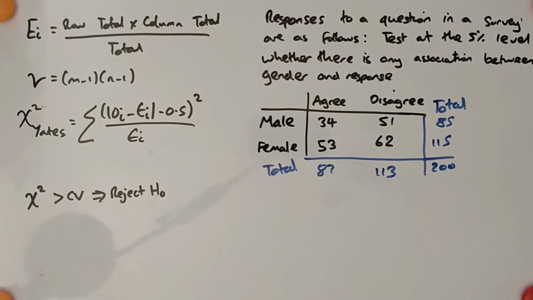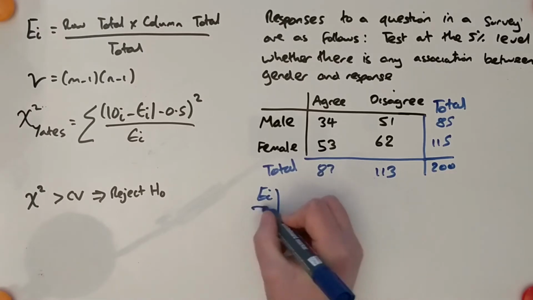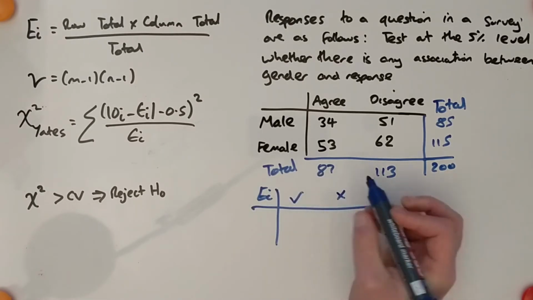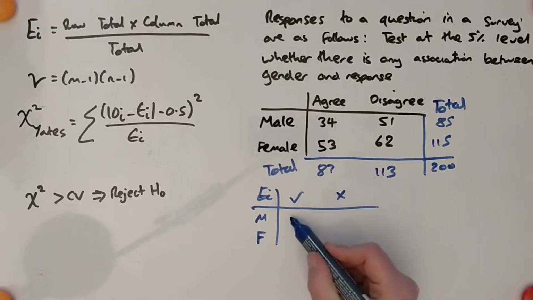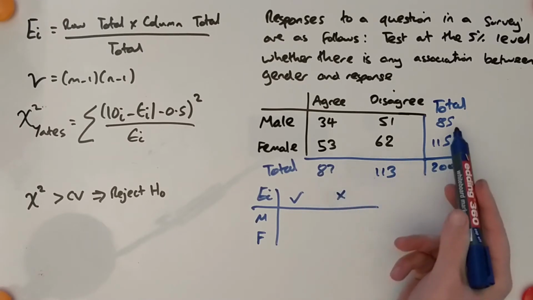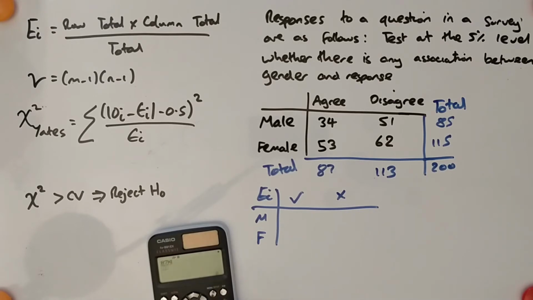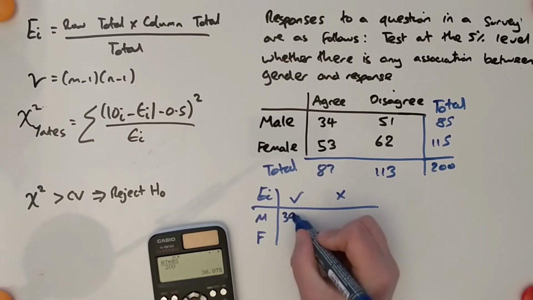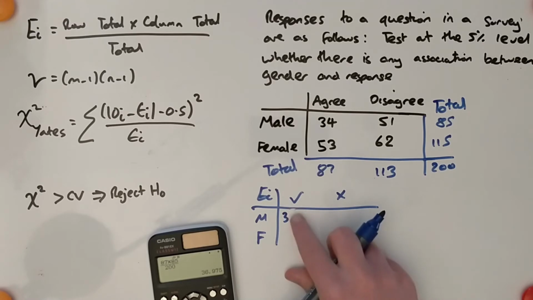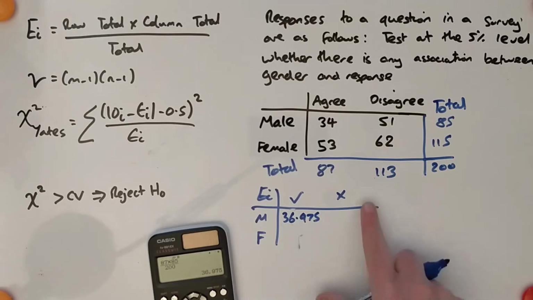Okay, I work out my expected values the same. So I essentially got yes and no, and I've got male and female. So for this one, I'm going to be doing 87 times 85 divided by 200. So 87 times 85 divided by 200 equals 36.975. Yeah. And then I can just work out this one really quickly.